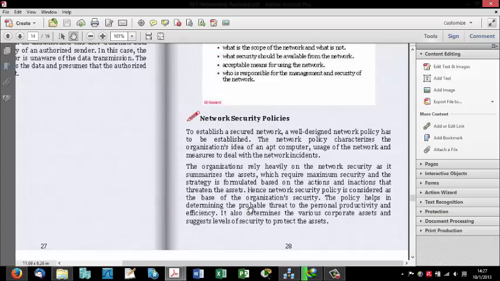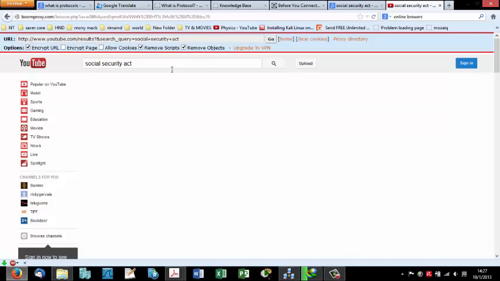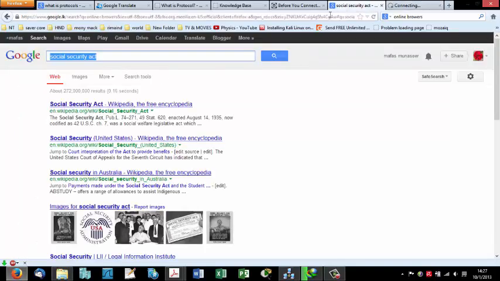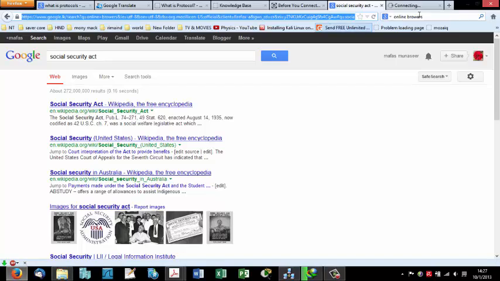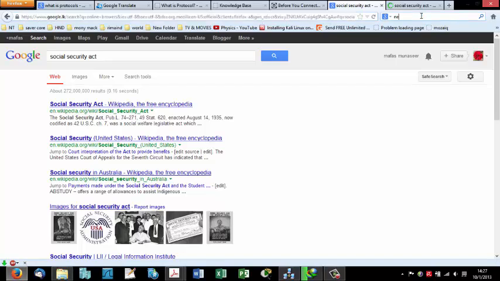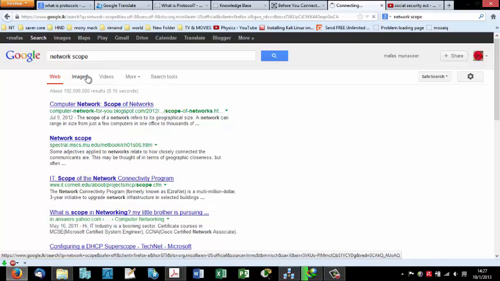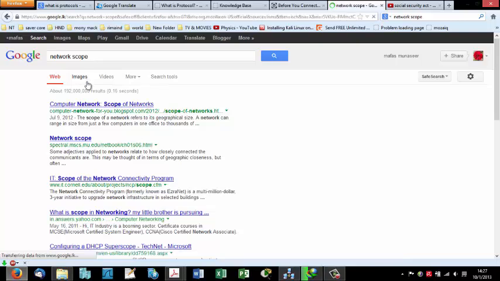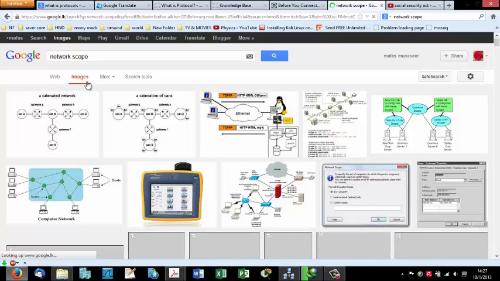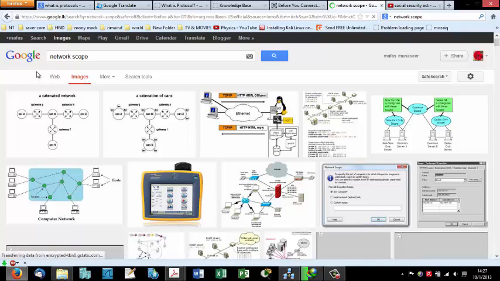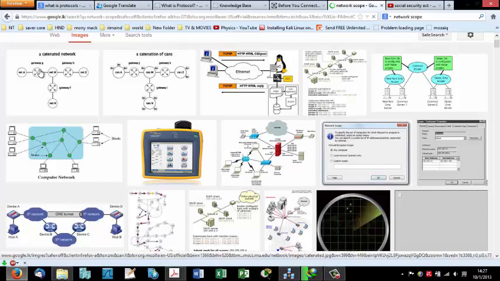Okay. So when you talk about network scope, what is this? Computer network scope, what is it? The scope of network, okay, the path of the design. It is some kind of adjective applied to a network, related to how closely connected the communication is. This might be thought of in terms of geographical closeness. Sometimes the connectivity format is of different types, depending on what it is.